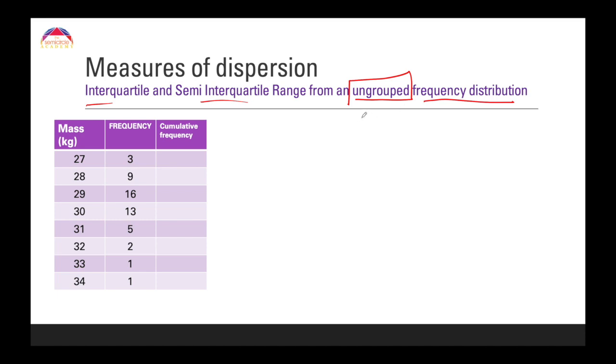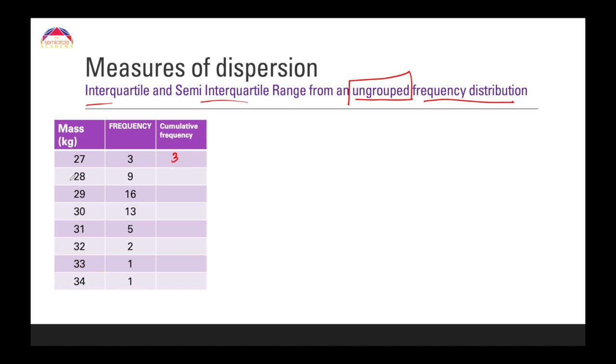All right? So first things first, when you're dealing with interquartile and semi-interquartile range, and you have a frequency, the first thing you have to do is construct a cumulative frequency table. So, can anybody complete this cumulative frequency table for me? Thank you very much. It'll be 3, right? Now, remember, cumulative.